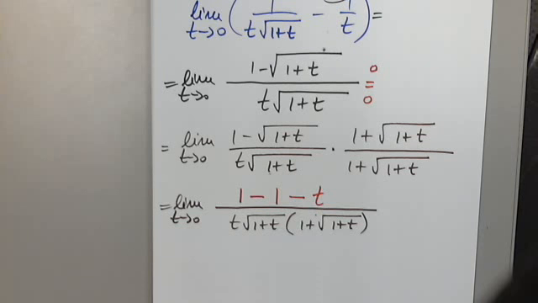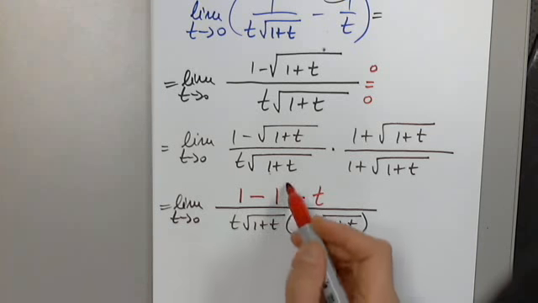Yes, I have to distribute -1 to 1 plus t. So be very careful. You don't have to do this in one step. You can write 1 minus parentheses 1 plus t, if that's better for you. And then distribute. So obviously these two go away.